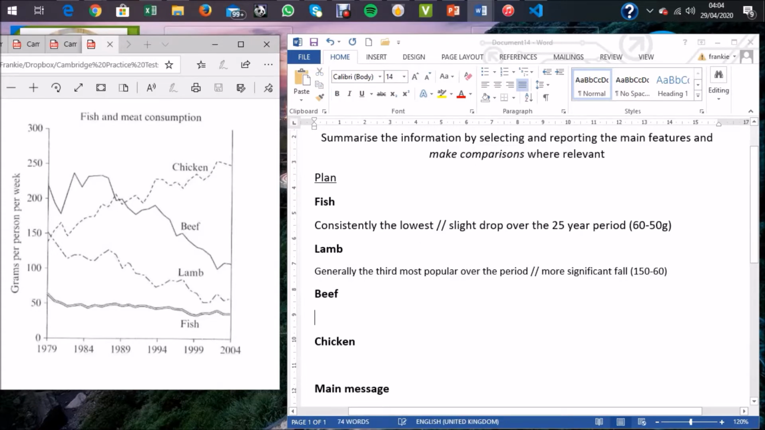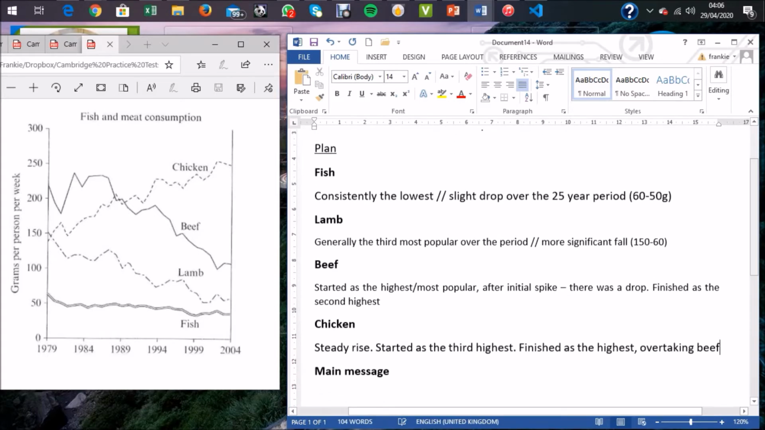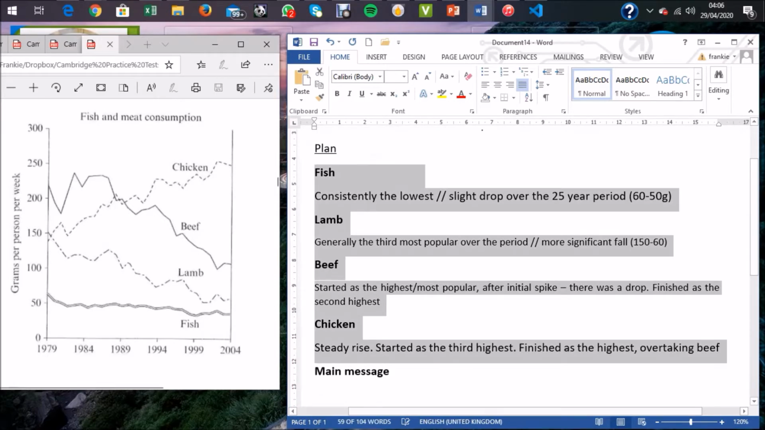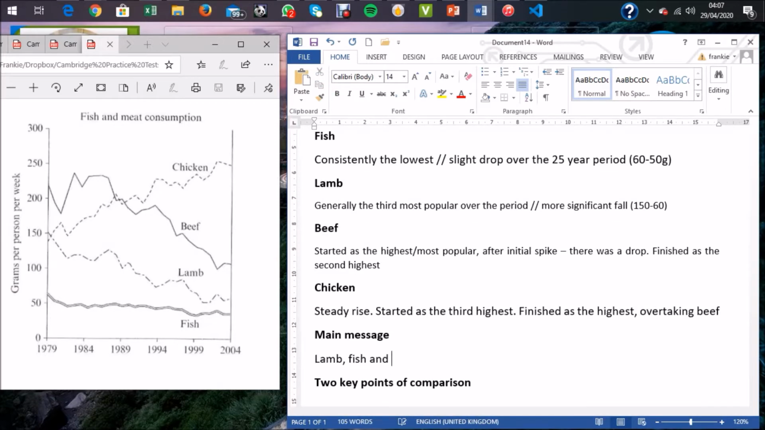Beef. Main point for beef. It started as the highest, most popular number. After an initial spike, there was a drop, and it finished as the 2nd highest. Chicken, the 4th category, we can see a steady rise, and also started as the 3rd highest, finished as the highest, overtaking beef.